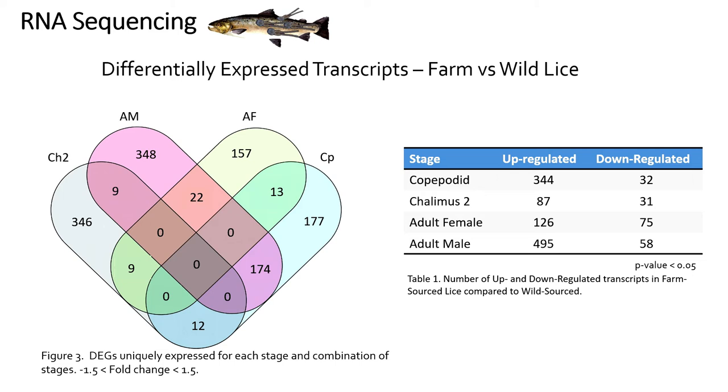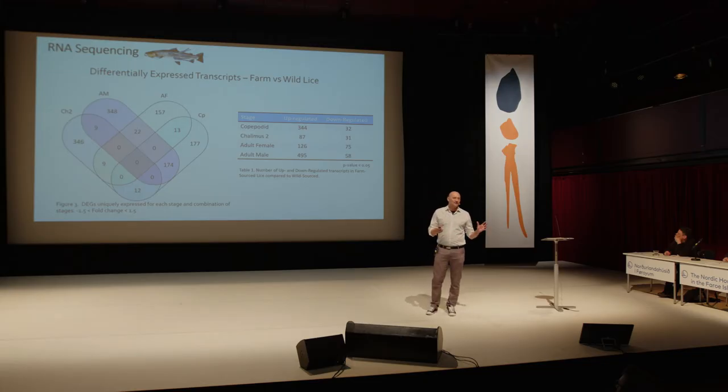And that's where we get to these fun little Venn diagrams. I won't walk you through what he's got here, but more on the individual stages. So this just shows whether you're looking at copepodid, chalimus 2, adult male, adult female, that the farm source lice have an upregulation of certain genes compared to the wild source. So you'd have 344 genes upregulated in the farm source compared to the wild source. And that was consistent across the different life stages, that the numbers changed, but in general, there was an upregulation of certain pathways in the farm source compared to the wild source.